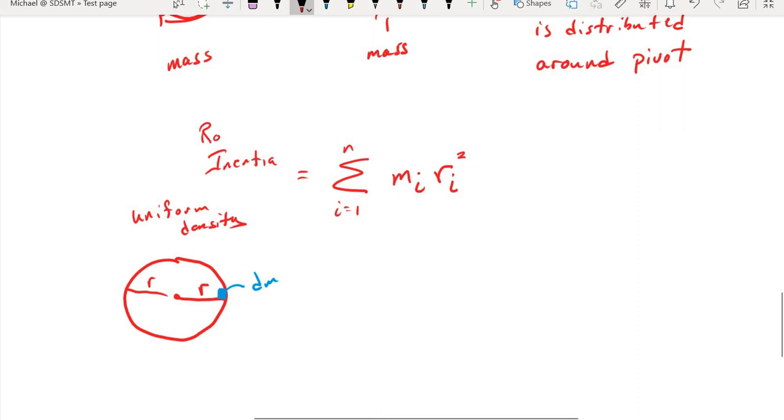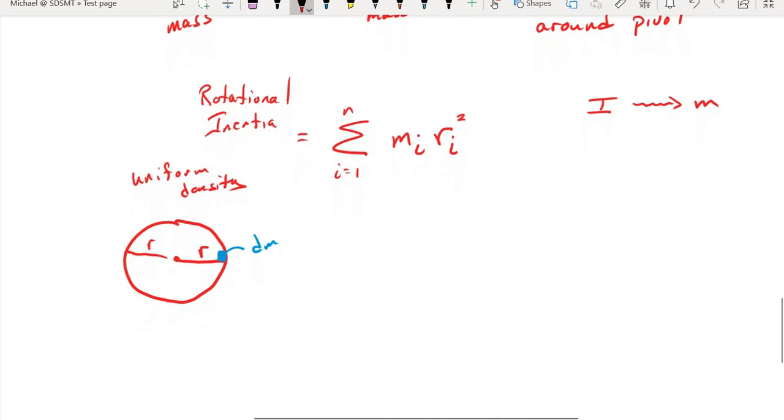The full name is rotational inertia. And inertia is going to be the mass equivalent for our rotating systems.